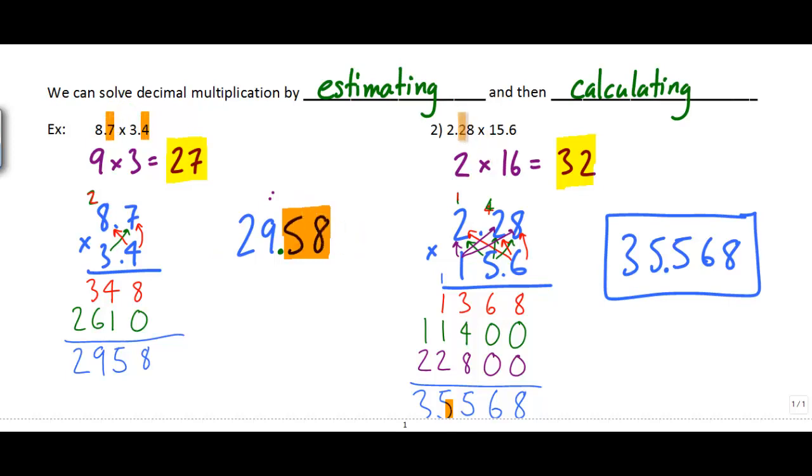Over here, we had 2 digits after the decimal in 2.28, and another digit in 15.6. So there's a total of 3 digits. And in our final answer, we've got 1, 2, 3. So 1, 2, 3 digits, and 1, 2, 3. So we know we got it right. So estimate, then calculate, and you can always go back and check with that little trick.